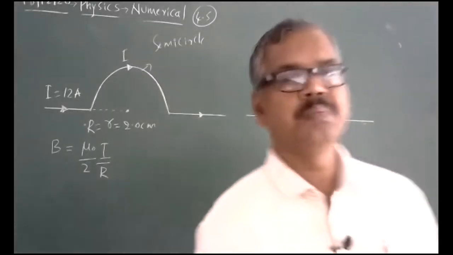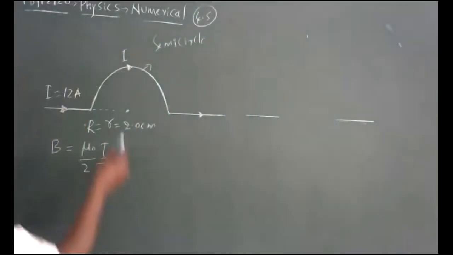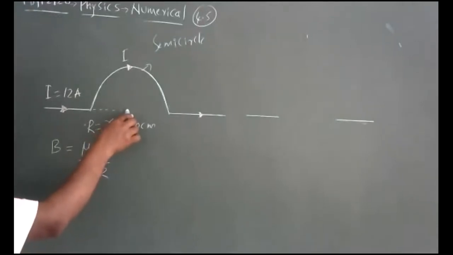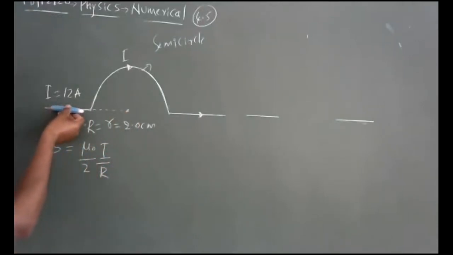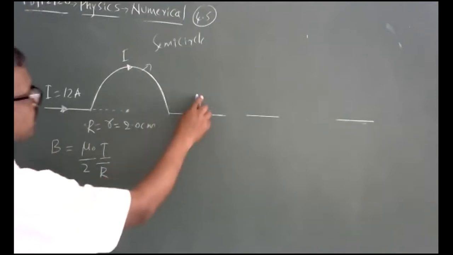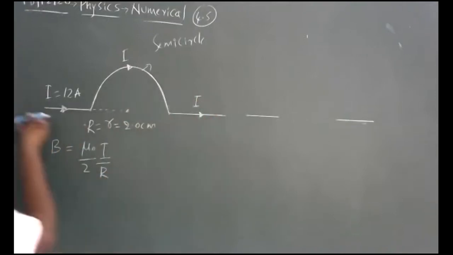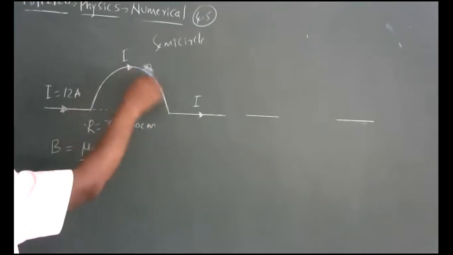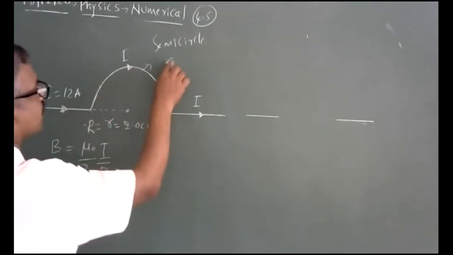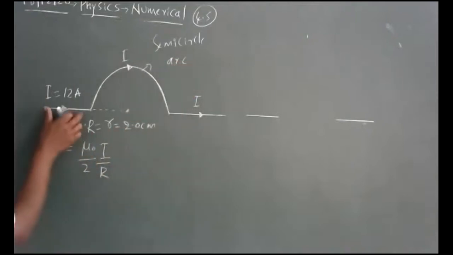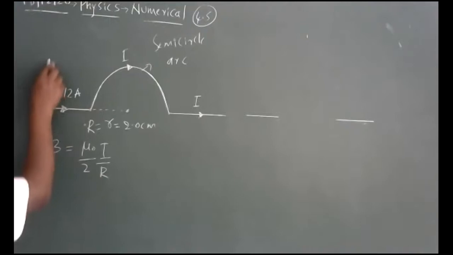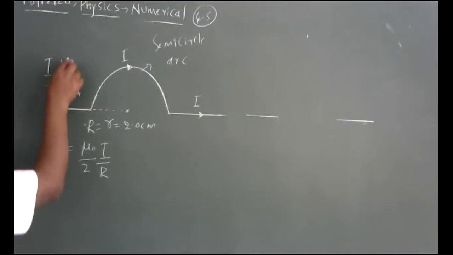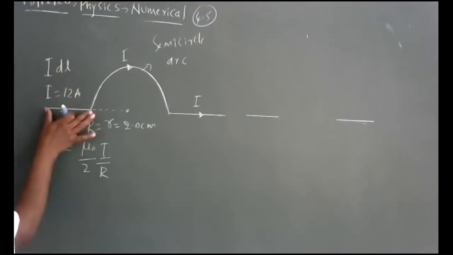This is one of the simple numericals where I need to calculate the magnetic field at the center of the loop. This is a straight part and this is also a straight part, same current. Current enters and travels in this path. It is called a semicircle arc. So what is the contribution of this straight part when current is flowing here? I can take it as I dl. This dl is the straight part.